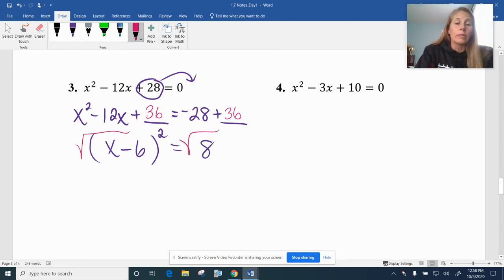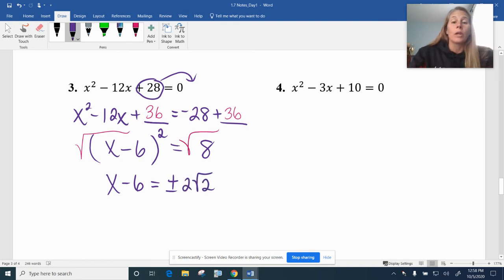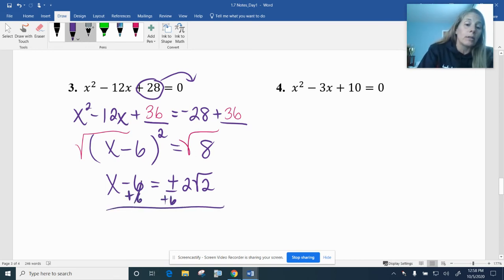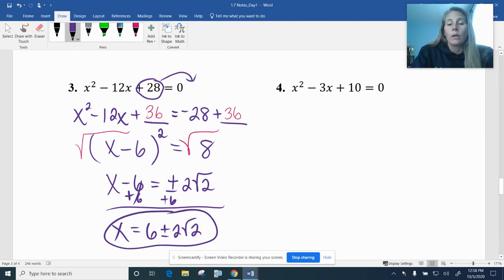Square rooting both sides, and I'm left with x minus 6 equals positive or negative radical 8. And when you simplify radical 8, you're going to get 2 radical 2. And finally, we're going to add the 6 to the other side. 6 plus or minus 2 radical 2.